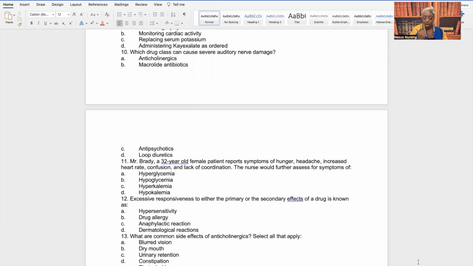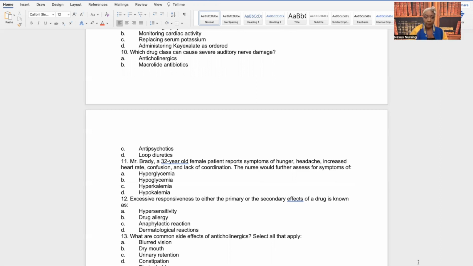Xerostomia, that's a dry mouth. Can't see, can't spit, can't pee (urinary retention), and can't constipation. Those are the big signs, clinical manifestations that we see with this medication. And it's usually given before surgery. You want to dry up their secretions so they don't aspirate during surgery.